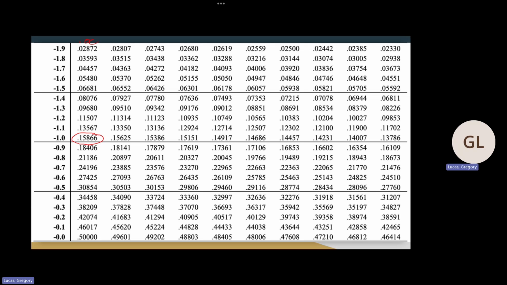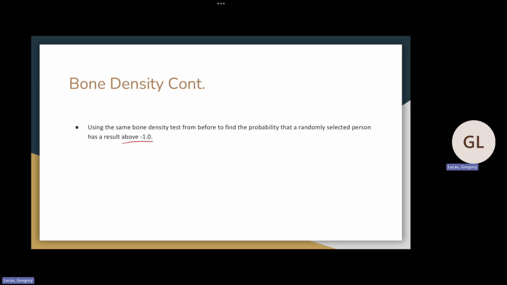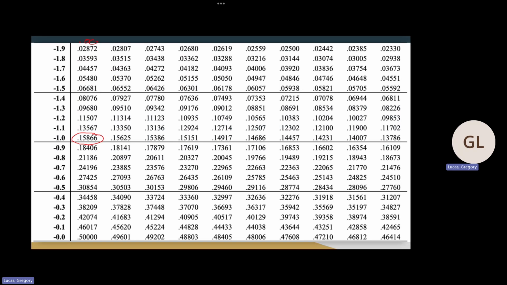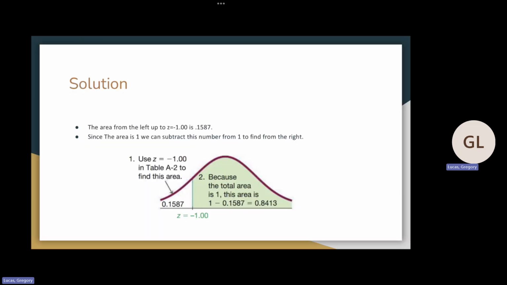So our probability is 0.15866. But since the question says above -1, we aren't done yet. We have to subtract this probability because this is the probability to the left. We want the probability to the right. We want more than. So we can see this a little better on this graph here.